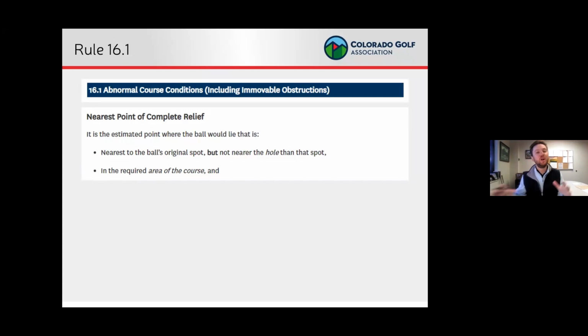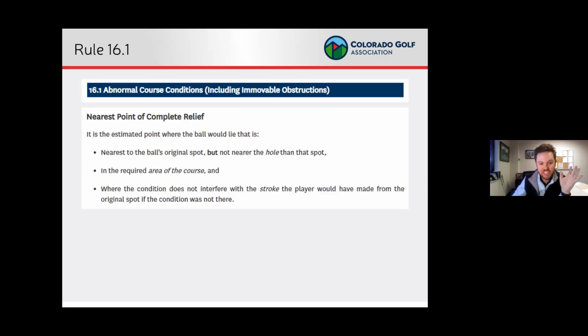So the rule, whatever you're operating under, is going to tell you which area of the course it needs to be in, or it's going to say it doesn't matter when you take relief from the penalty area. And there's no nearest point of complete relief reference there, but when you take relief, the relief area can be in any area of the course, doesn't specify. But for the nearest point of complete relief, the rule is going to specify what area of the course it can be in.